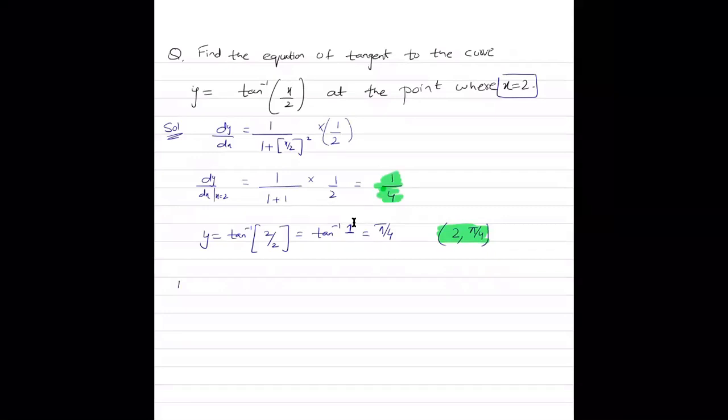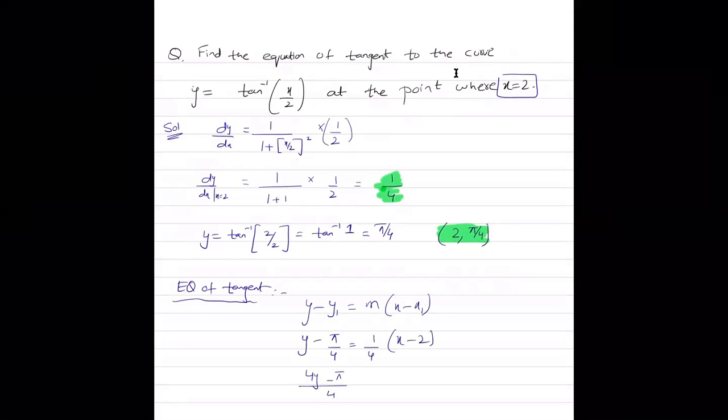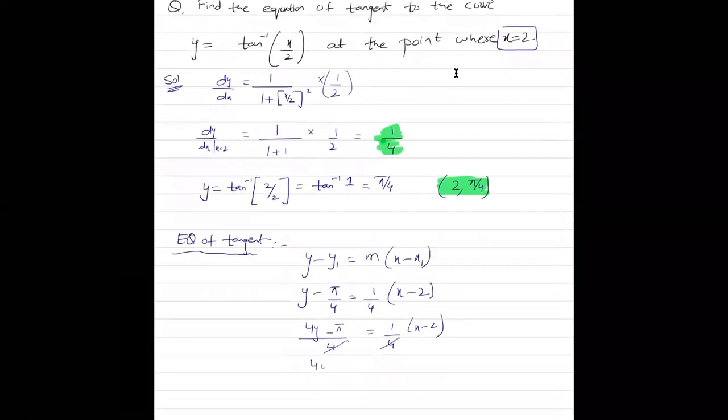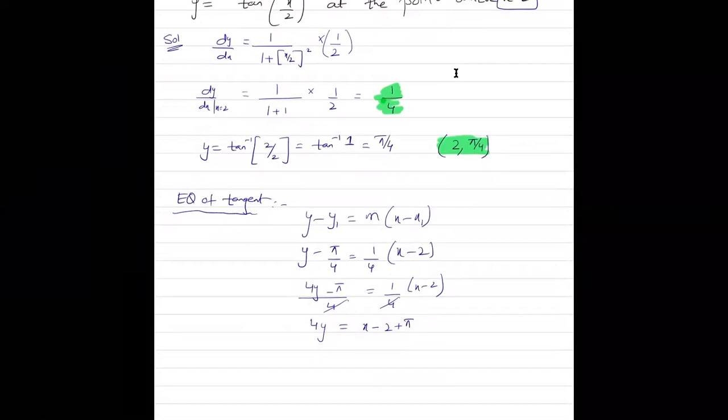So to find the equation of the tangent, all I need to do is use the equation of a straight line, y minus y1, which is pi by 4, equals gradient, which is 1 upon 4, times x minus x1. So y minus pi upon 4 equals 1 upon 4 times x minus 2. So the equation comes out to be 4y equals x minus 2 plus pi. Either you can leave your answer like this, or you could write x minus 4y equals 2 minus pi.